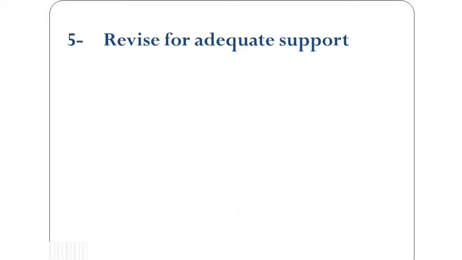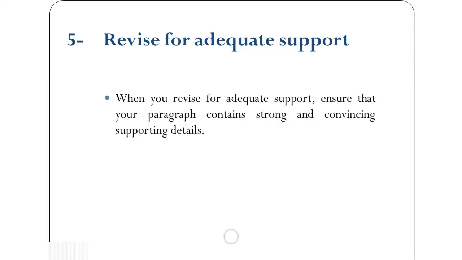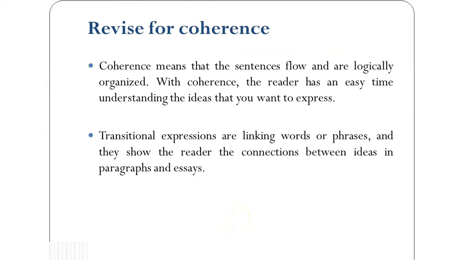Now, how do we revise for adequate support? When you revise for adequate support, ensure that your paragraph contains strong and convincing supporting details. How do we revise for coherence? As we said, coherence means that the sentences flow and are logically organized. With coherence, the reader has an easy time understanding the ideas that you want to express.